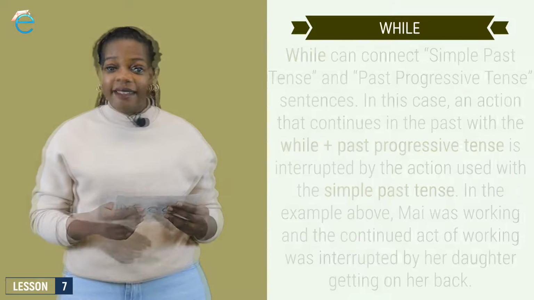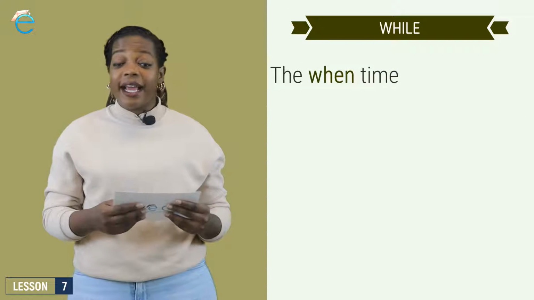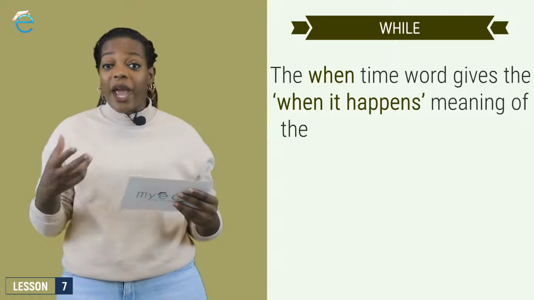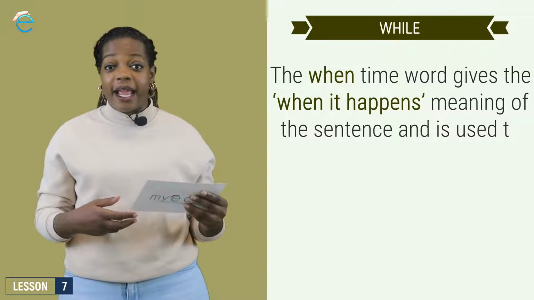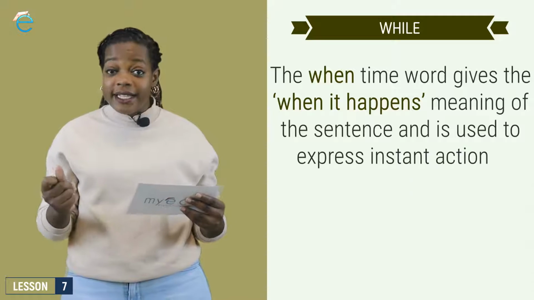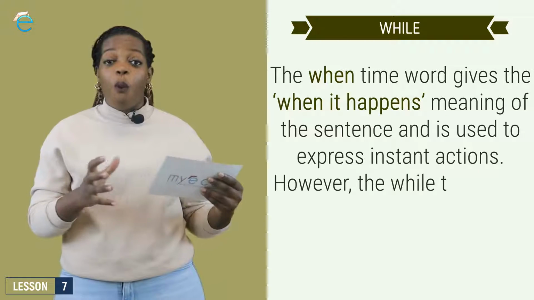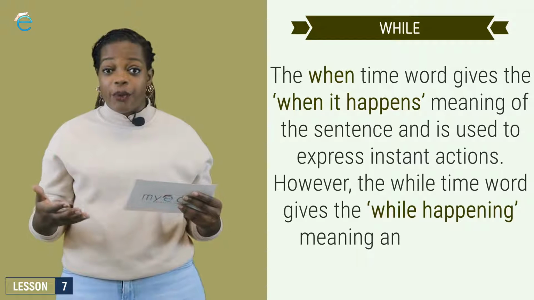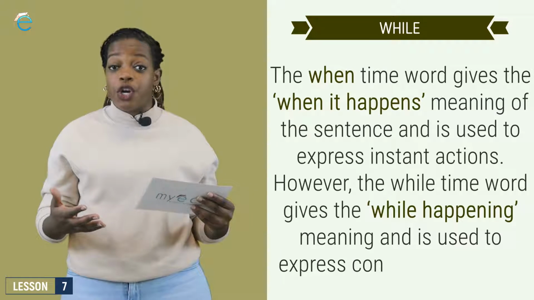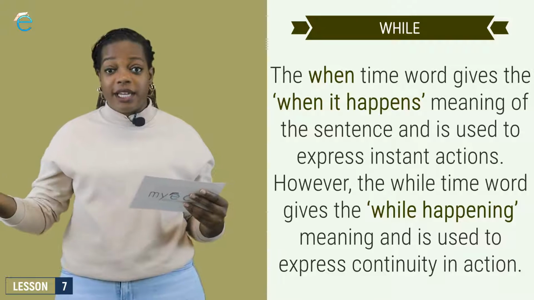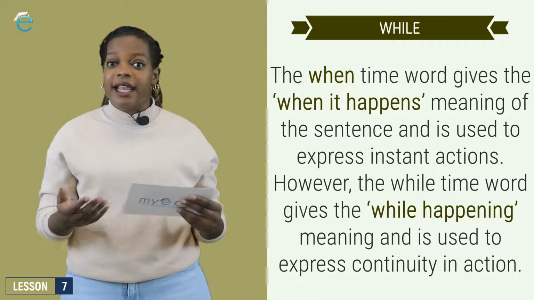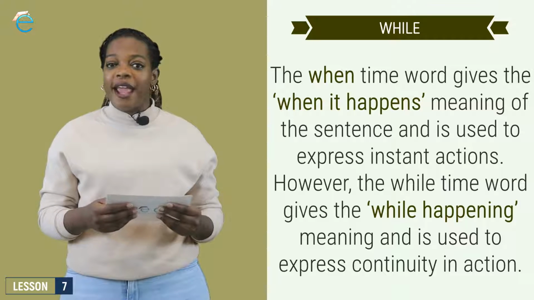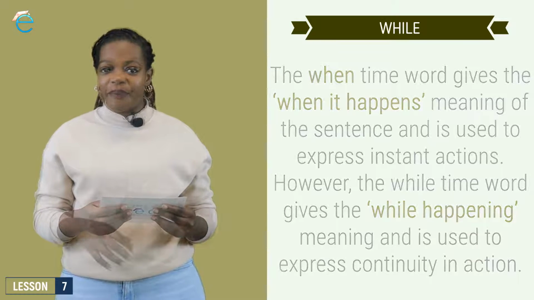So, in the example, Mai was working and her continued action of working was interrupted when her son Eli jumped on her back. So, just like I said, when is used to show that when something is happening, and we use it for instant actions. While is used for actions that are continuing, and we use it to show continuity, which just means that something was continuing for a longer period of time.